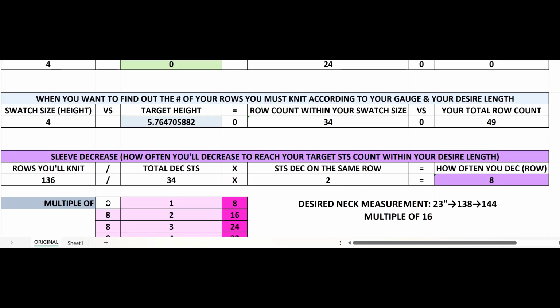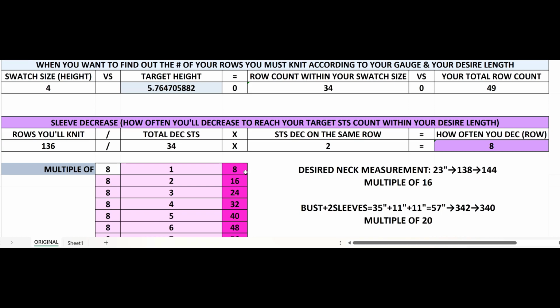So this is actually quite useful, right? Those are the numbers you have to decrease on. Right, on the 8th, 16th, 24th. Okay, so that's about it.